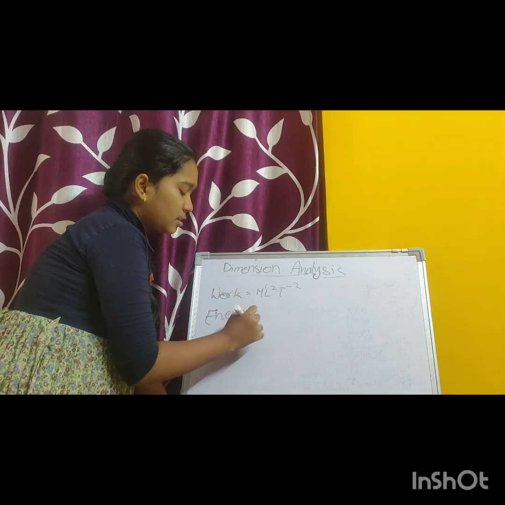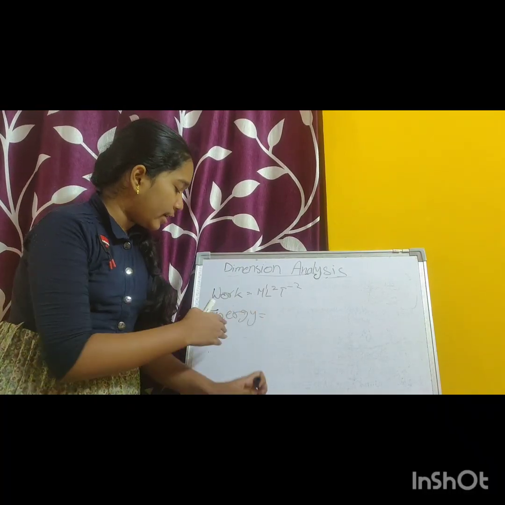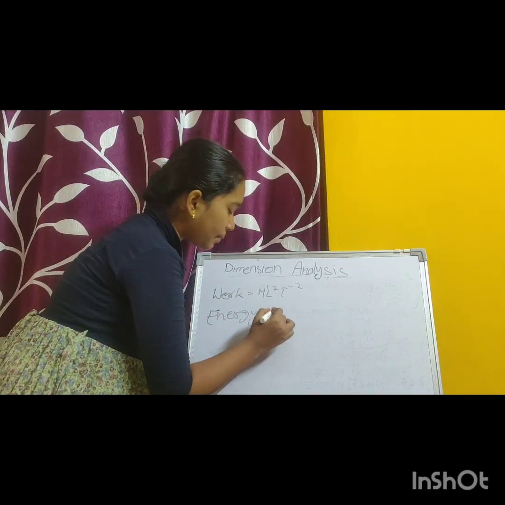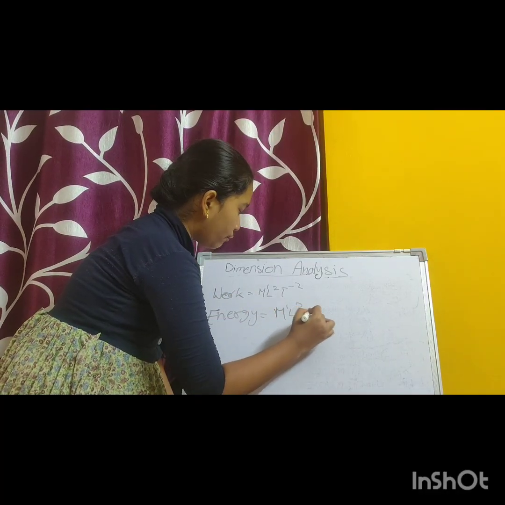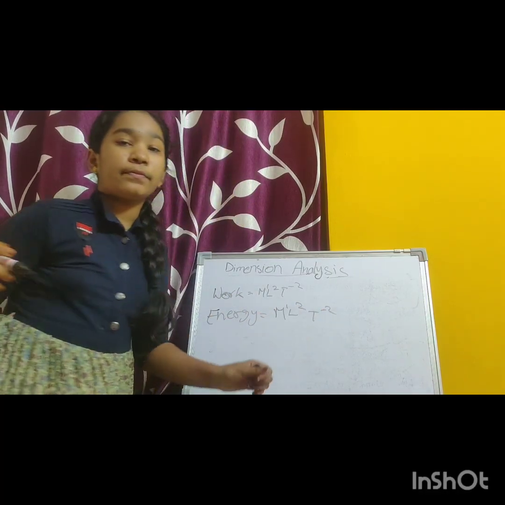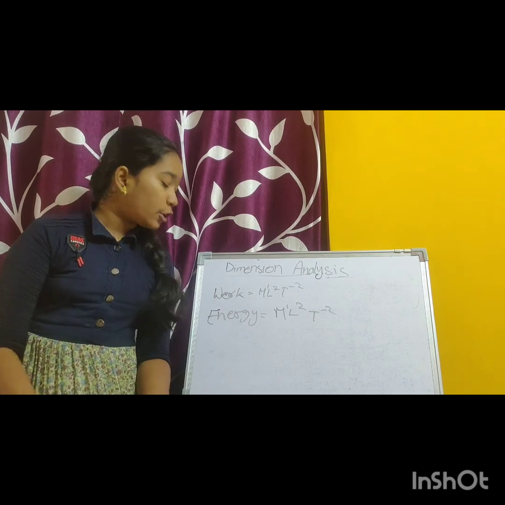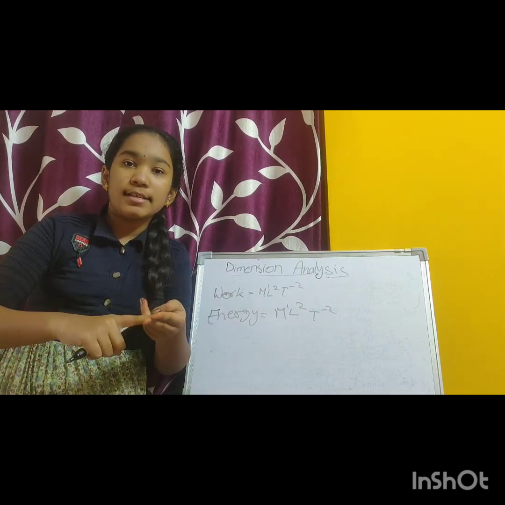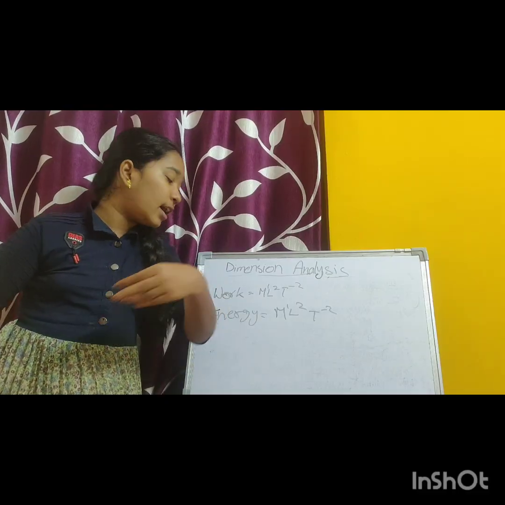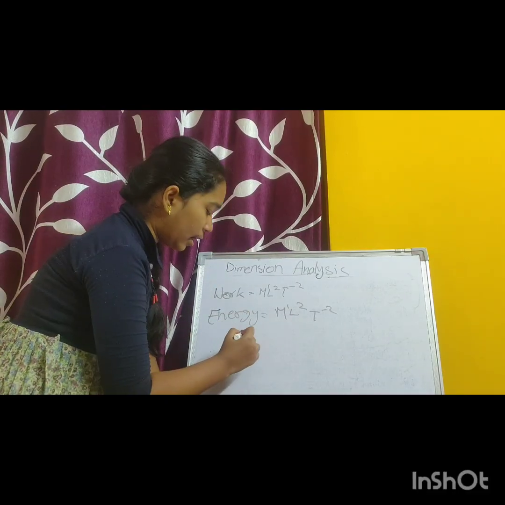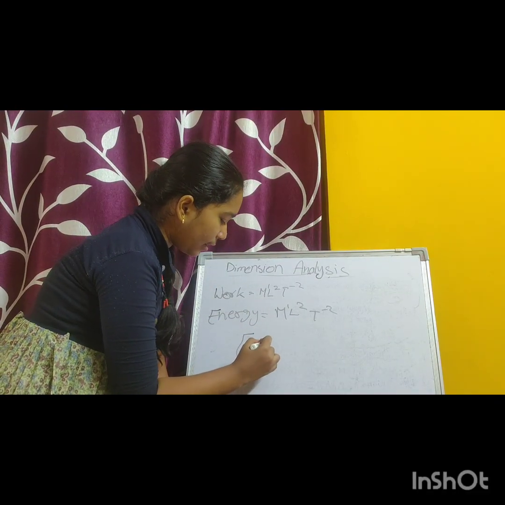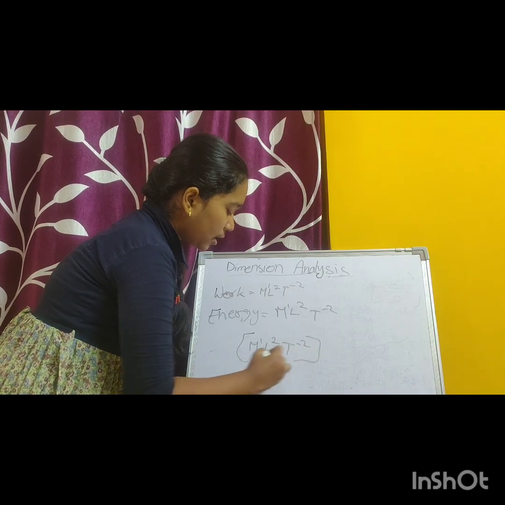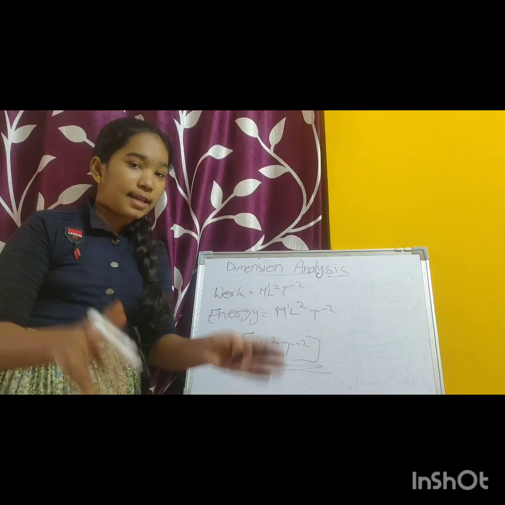Energy is also having the same SI unit as work, so it is joules. So it would have the same dimensional formula as work. Not only energy, but kinetic energy, potential energy, nuclear energy, etc. would have the same dimensional formula, which is M power 1, L power 2 and T power minus 2, because they have the same SI unit.